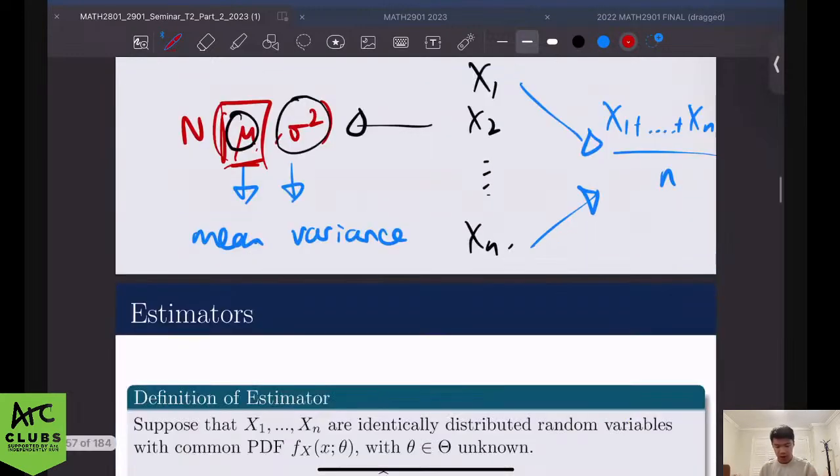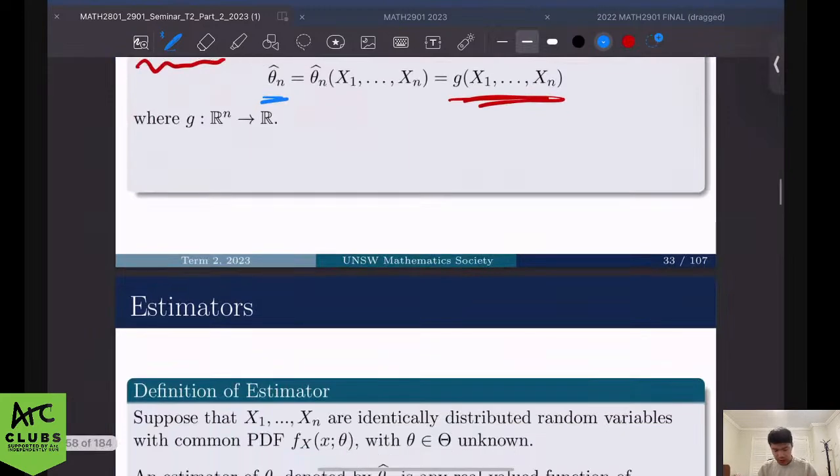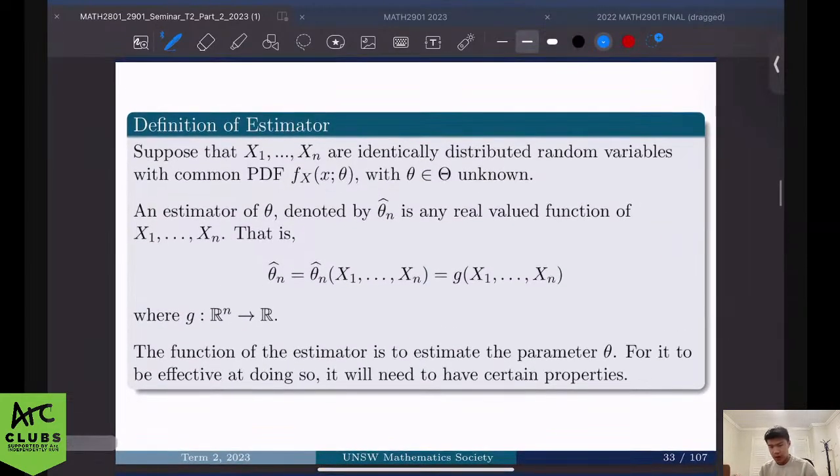So formally written out, you've got a bunch of random variables with a PDF. And any estimator is some real valued function of those realizations of the random variables, and it maps this to, you can write it as g, and usually it's denoted with a hat, so theta with a hat on top. Since its purpose is to estimate the parameter, we can evaluate estimators by some key properties that they'll need to have.